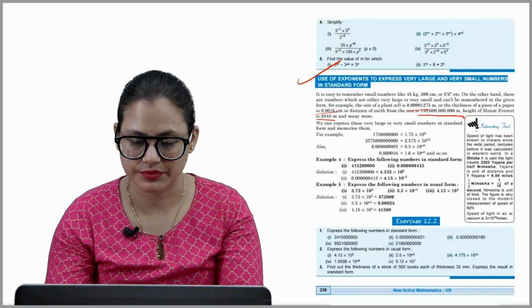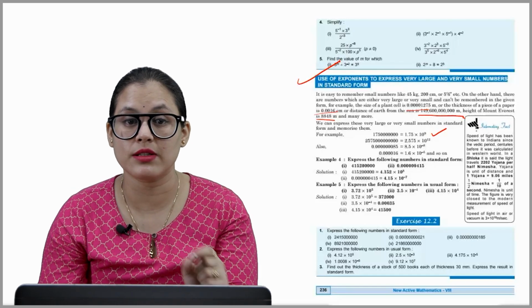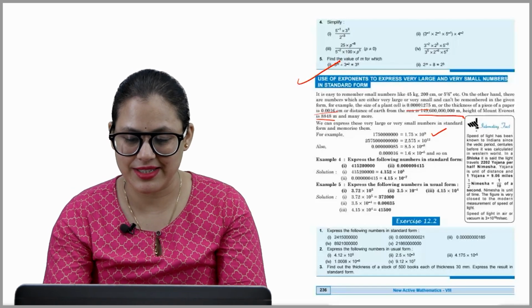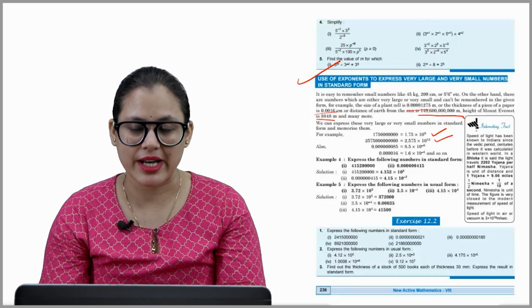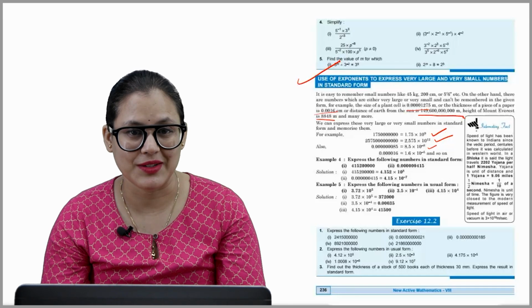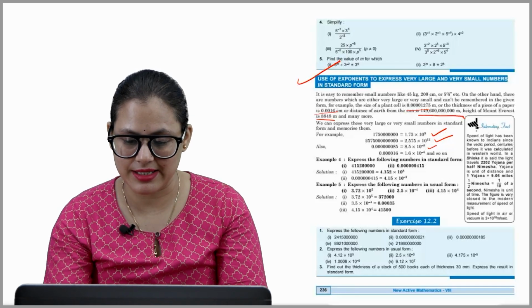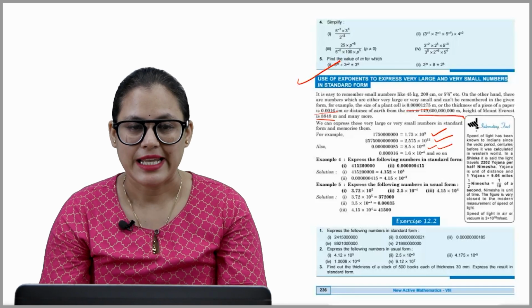For example, we can write this as 1.75 into 10 raised to the power 9. We can write this as 2.575 into 10 raised to the power 12. We can write this as 8.5 into 10 raised to the power minus 8. Okay, and we can write this as 1.6 into 10 raised to the power minus 5. Okay, let's do the example.